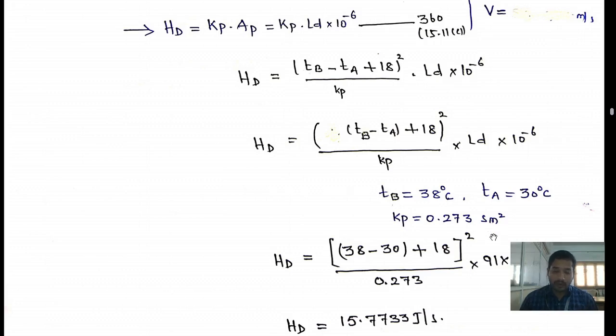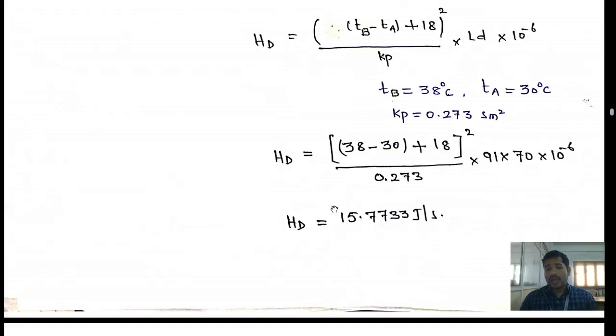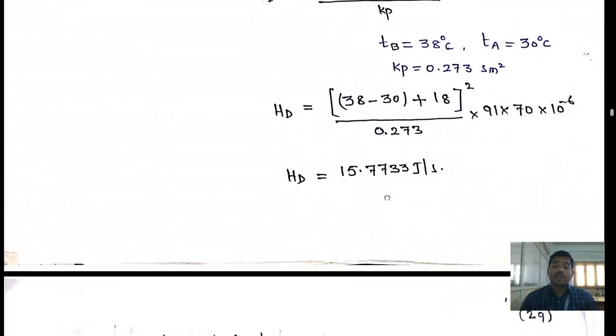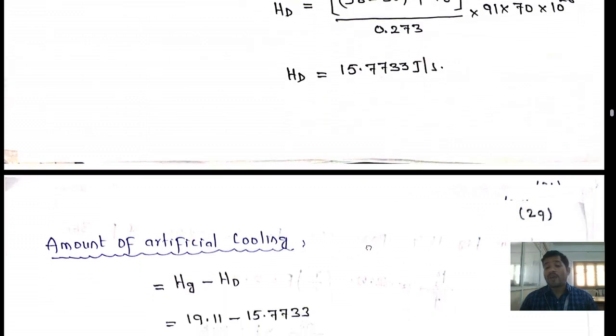After that, the TB value is 38 degrees Celsius minus the TA value of 30 degrees Celsius plus 18 by 0.273 whole square, into length 91, diameter 70, into 10 power minus 6 as it is. If you calculate the value with the help of a calculator, then you will get the heat dissipated value as 15.7733 joule per second.